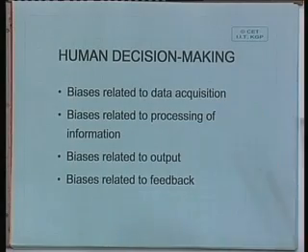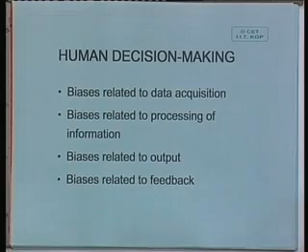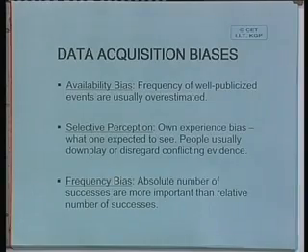So, there could be biases that come due to data acquisition, processing of information, related to output, and related to feedback. Let us say the first one, the data acquisition biases. Data acquisition means when you are collecting data, what are the different biases that come into the picture. The first one is called the availability bias.